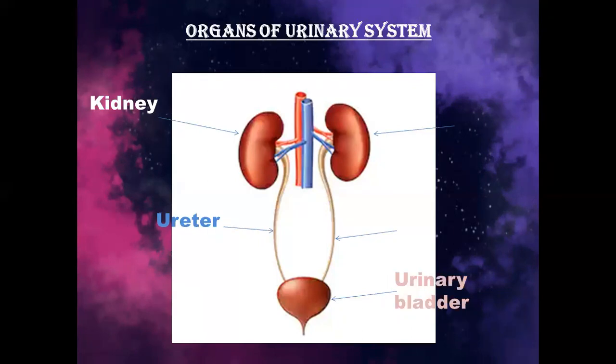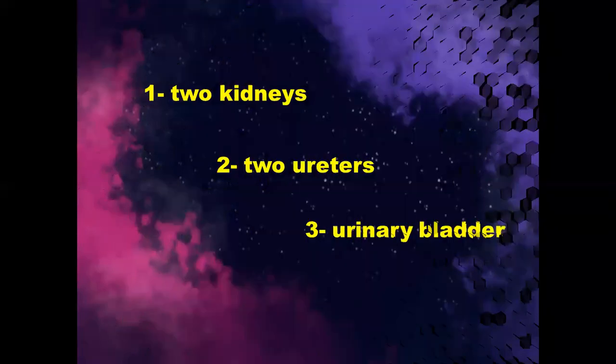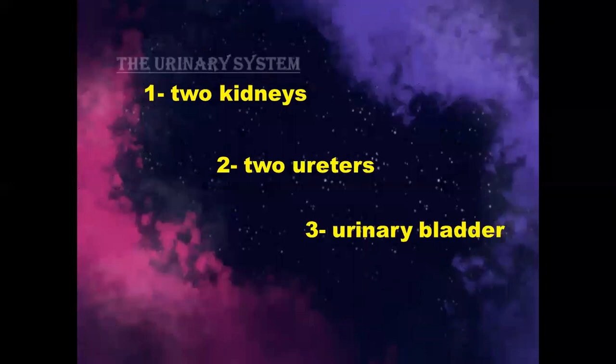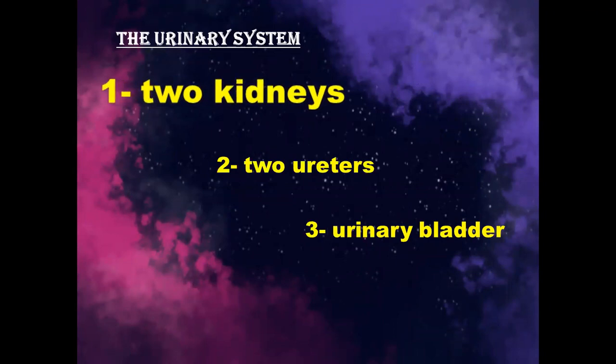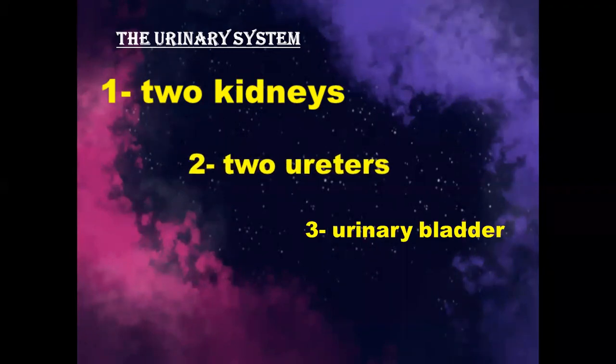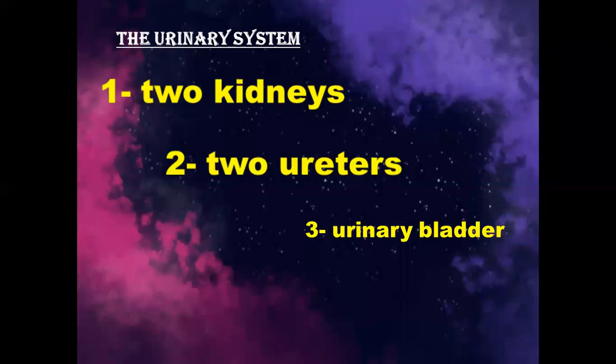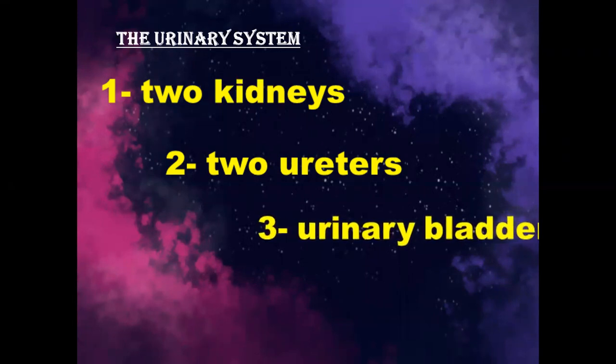Okay, so the names of the organs for the last time. These are the organs of the urinary system. The first one, two kidneys, and we said they are the most important organs in the urinary system, and they look like beans in their shapes. Number two, we have two ureters, and they are two long and thin tubes. Number three, urinary bladder, and it looks like a bag or a balloon.